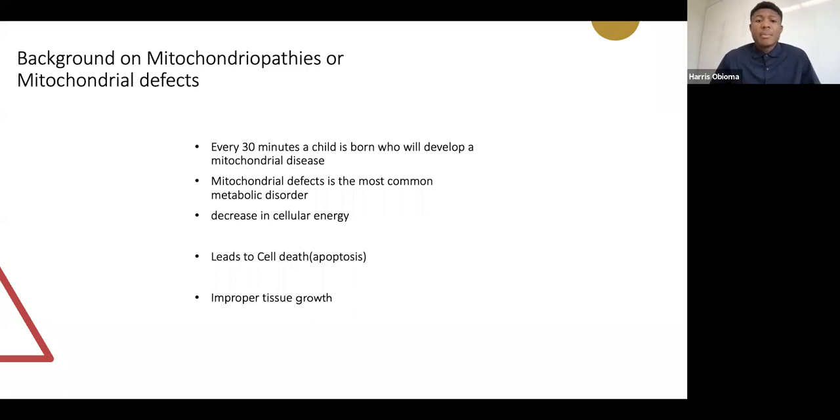So the background on mitochondriopathies, or mitochondrial defects: every 30 minutes, a child is born who will develop a mitochondrial disease. Mitochondrial defects are a common metabolic disorder. In mitochondrial defects, there's a decrease in cellular energy, and it leads to cell death, or cellular apoptosis. It can also lead down the path to improper tissue growth.